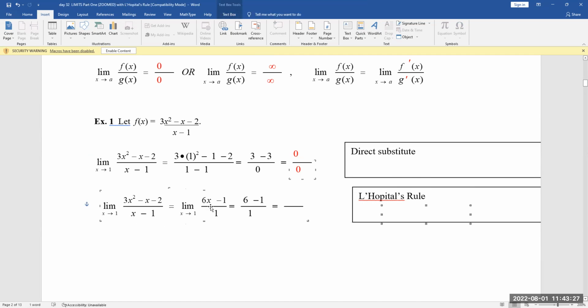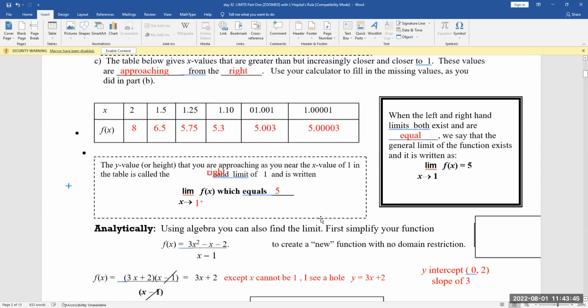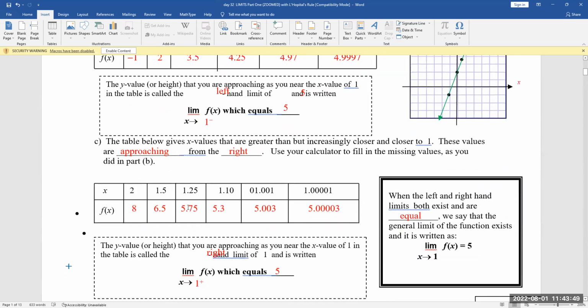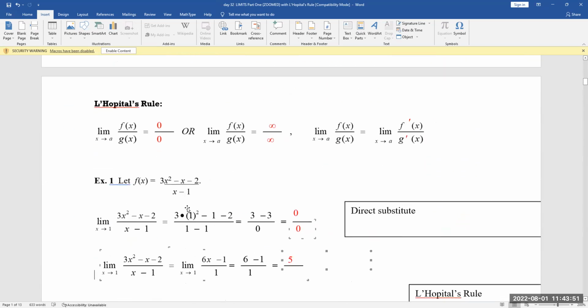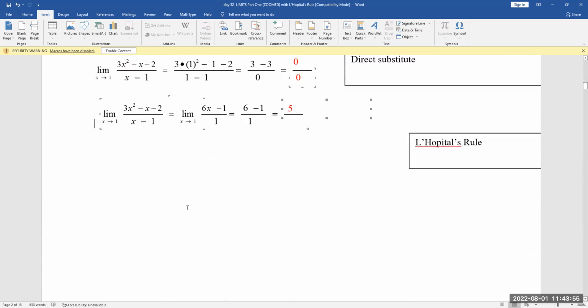And now if we directly substitute in x is 1, we get 6 minus 1 in the numerator, which is 5. You get 1 in the denominator. So our answer comes out to be 5, which is what we got when we used our numerical method using our tables. We did it analytically. And now we have L'Hopital's rule giving us the same results.